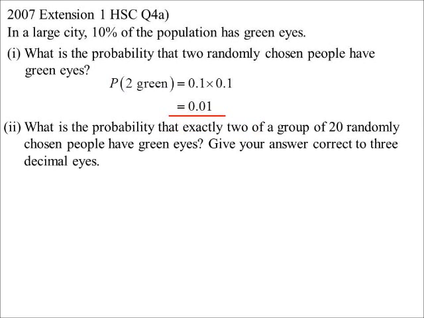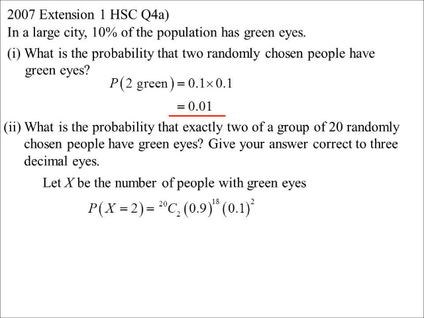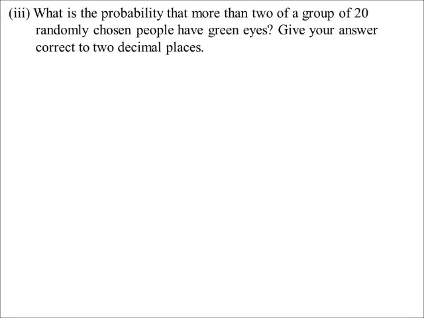What's the probability that exactly 2 of a group of 20 randomly chosen people have green eyes? So X is the number of people with green eyes. We want X equals 2. So 20C2, probability of happening to the power of 2, not happening to the power of 18, 0.285. What's the probability that more than 2 of a group?